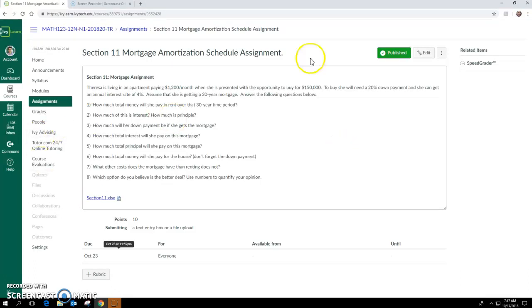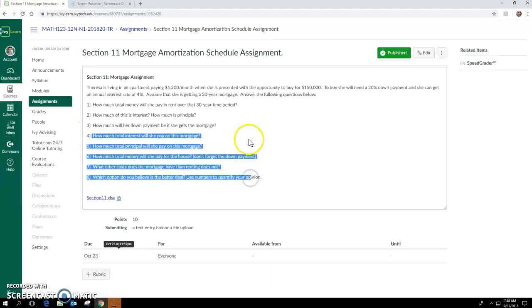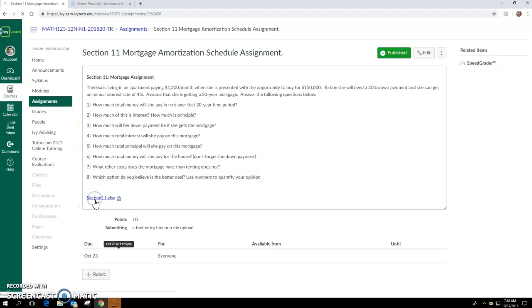So what we're going to do is we have to answer all these different questions. So they have, how much total money is she paying in rent? So here's her rent. What would it be if she rented for 30 years? How much of this is interest and how much is principal? No, that's not really a trick question. When you pay rent, it's all interest. There's no principal there. Then you got to calculate her down payment, figure out the total interest on the mortgage, and all these. Now to do kind of these last couple here, you're going to open up this spreadsheet.